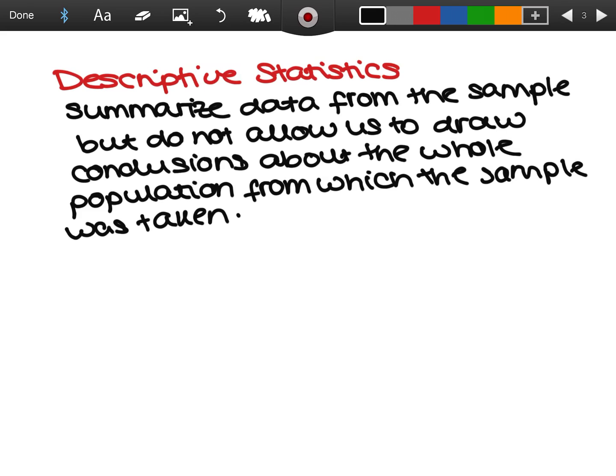So descriptive statistics summarize data from the sample. It could be, let's say, the mean of the sample, the standard deviation of the sample, or a particular percentage of people in the sample that have a particular characteristic. They're summarizing data from that sample, but they cannot necessarily be extrapolated to tell us something about the population.